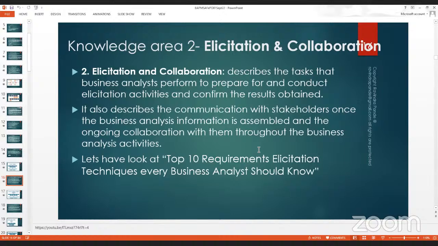But wish list is a kind of optional list. Okay, the ongoing collaboration with them throughout the business analysis activity. We are talking about various other meetings also which we have conducted with the client, with the stakeholder to make sure we got the completeness of these requirements.